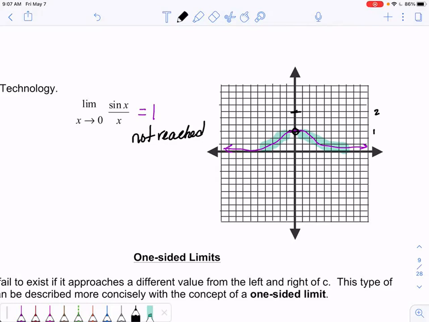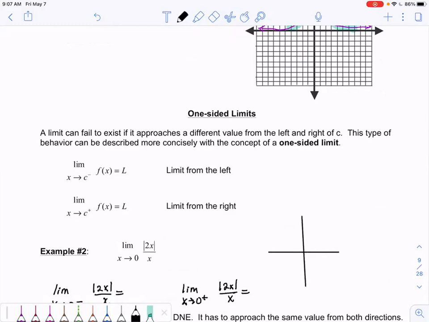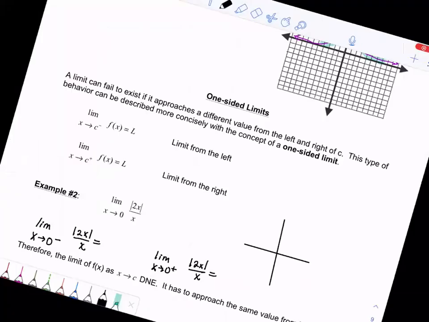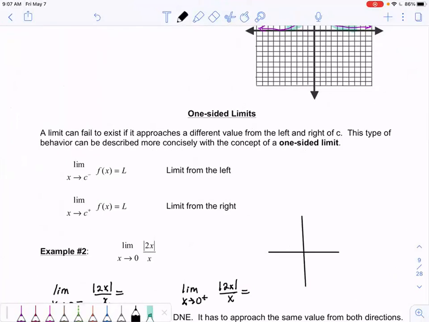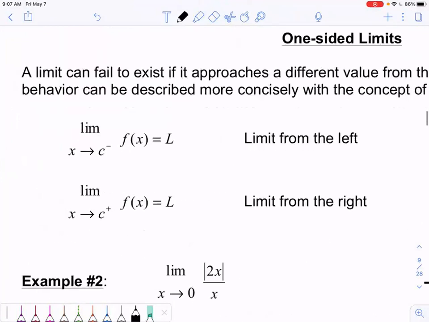Questions? So there are two other concepts that we're going to talk about today. One is called a one-sided limit, and the other one we're going to look at something directly from calculus. A one-sided limit says a limit can fail to exist if it approaches different values from the left and the right of C, which is what we talked about yesterday. So if one side is going above and the other side is going below, and it has different values on the left and the right, that limit doesn't exist. This type of behavior can be described more concisely by the concept of a one-sided limit. So a one-sided limit, notice the crazy notation here.